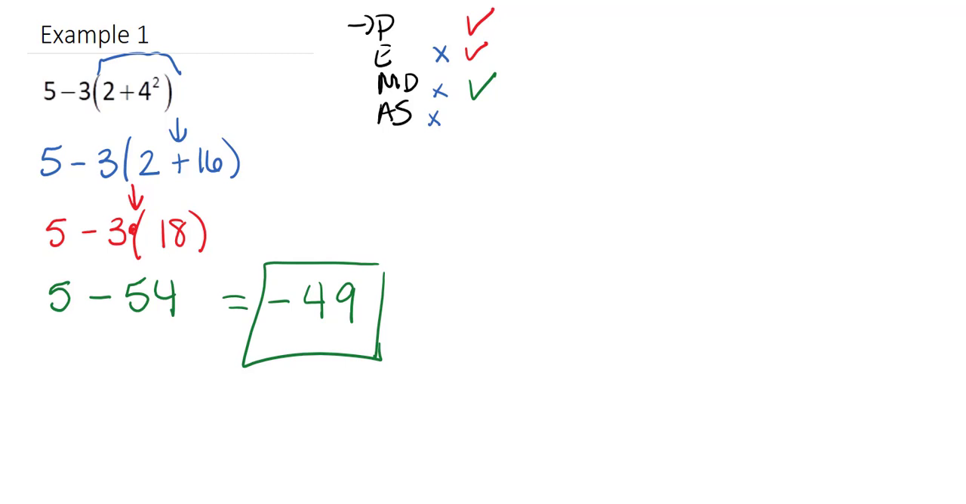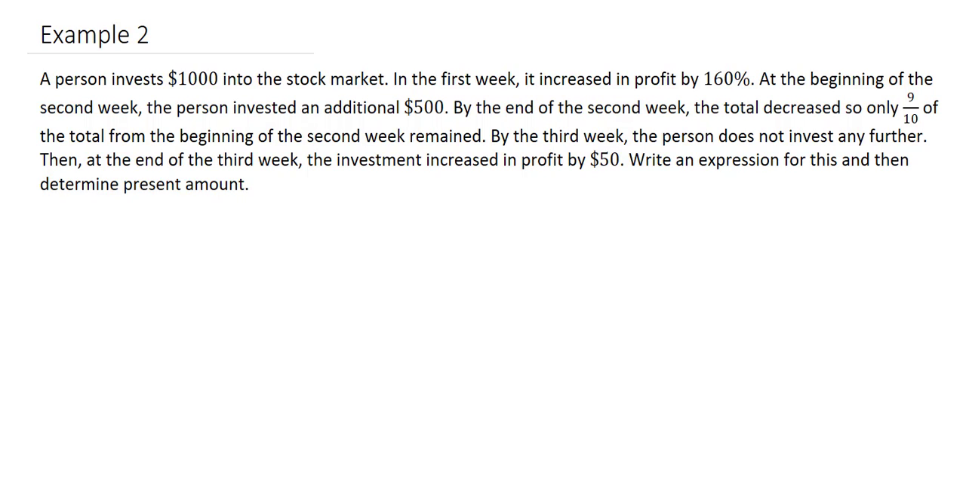Now let's do another example. Example 2. A person invests $1,000 into the stock market. In the first week, it increased in profit by 160%. At the beginning of the second week, the person invested an additional $500. By the end of the second week, the total decreased, so only 9/10 of the total from the beginning of the second week remained. By the third week, the person does not invest any further. Then at the end of the third week, the investment increased in profit by $50. Write an expression for this and then determine the present amount.